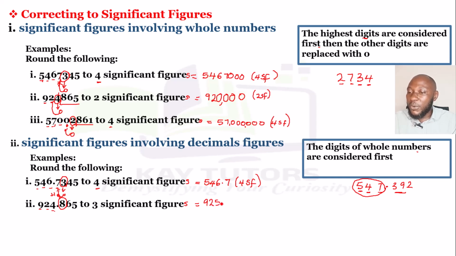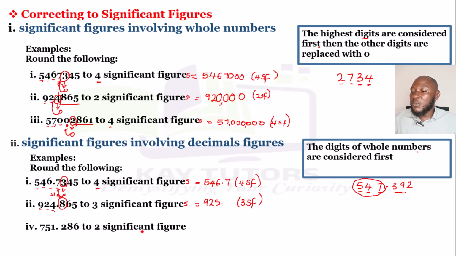925. Replace the others with zeros. But since the zeros after your decimal point are insignificant, you can as well choose to leave that. So we have 3 significant figures. So we have successfully rounded 924.865 to the nearest 3 significant figures. So the next one is very simple. I expect you to solve this and drop your answer in the comment section.